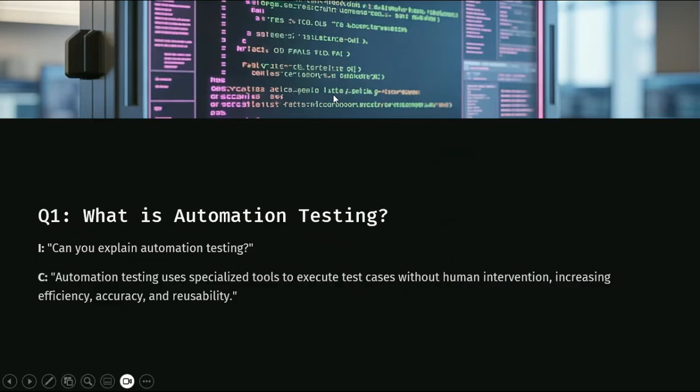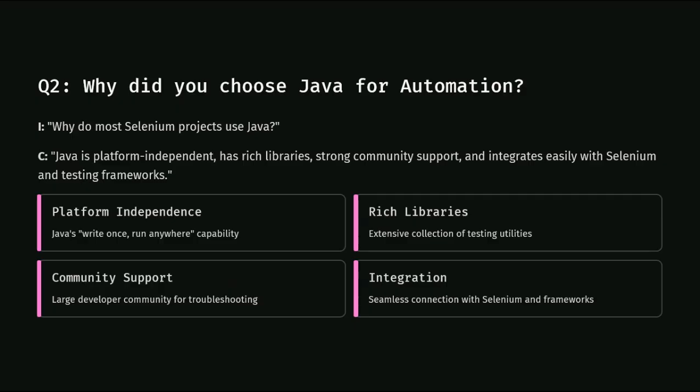Right? So let's start. The first question. Can you explain automation testing? Candidate: Automation testing uses specialized tools to execute test cases without human intervention, increasing efficiency, accuracy, and reusability. Perfect answer. Second question. Why did you choose Java for automation? Java is platform independent, has rich libraries, strong community support, and integrates easily with Selenium and testing frameworks.